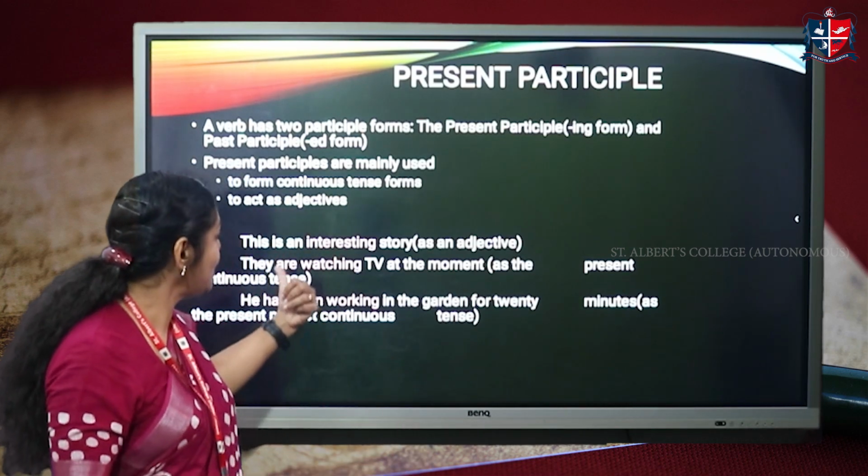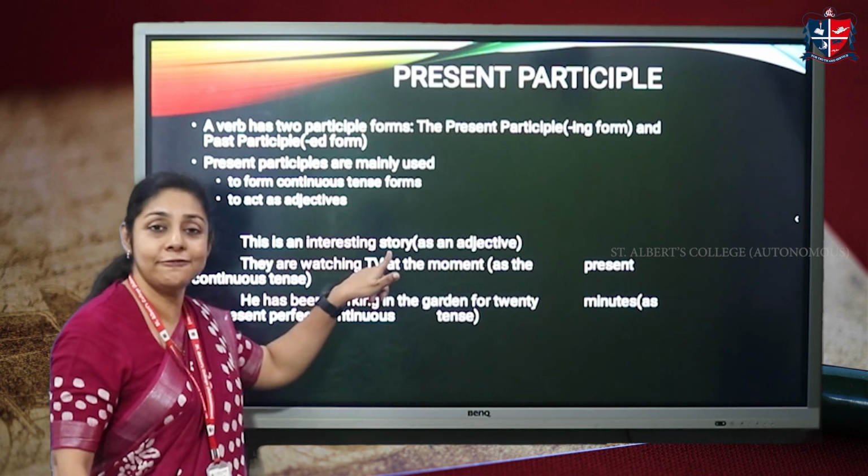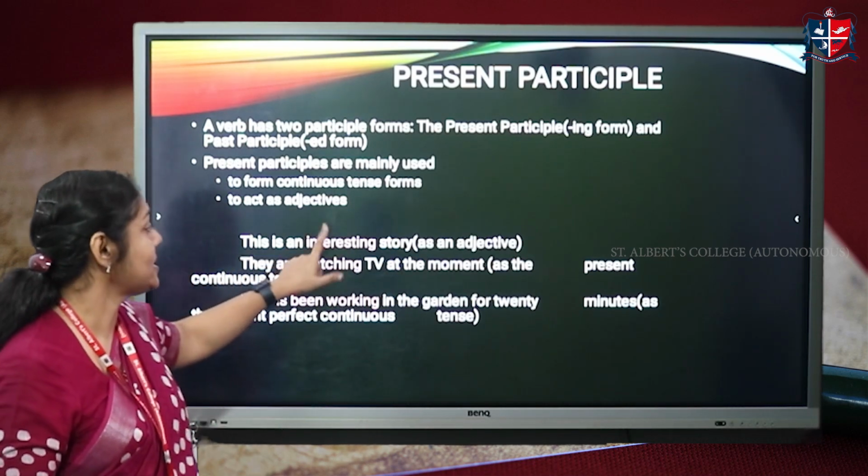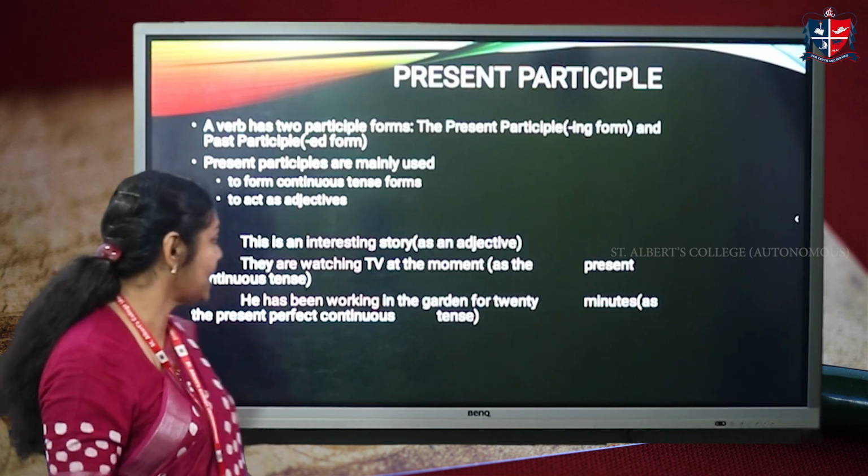And it is a participle form, and here it is used as an adjective. Why is it used as an adjective? Because it defines the noun story. This is an interesting story. It is used as an adjective.